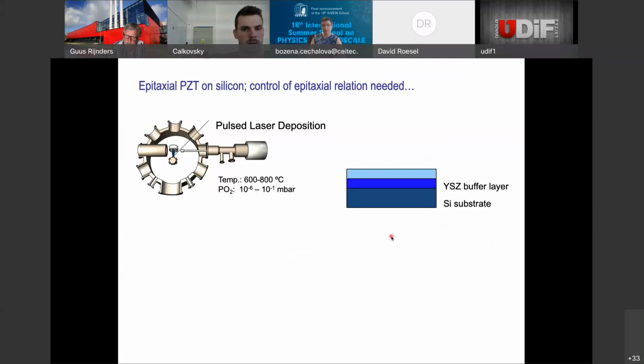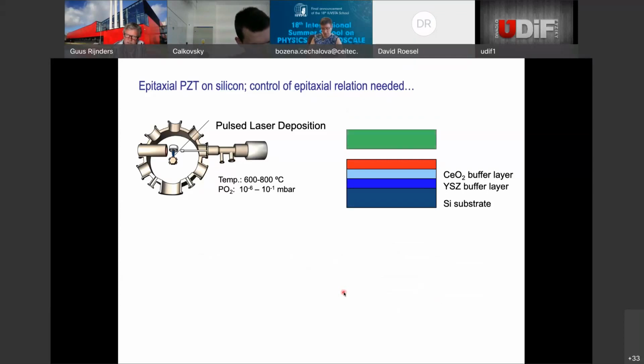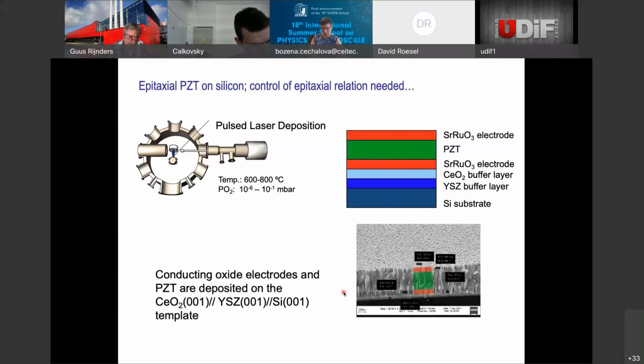We use a cerium oxide buffer layer in order to control the lattice parameters. You can see here that these are two fluorite oxides. They have lattice parameters very close to silicon. YSZ is a little bit smaller, but here you can do the scavenging trick, not with the cerium oxide, and here we are back to this cerium oxide layer. And then we have to deposit this strontium ruthenate, PZT, and strontium ruthenate electrode.